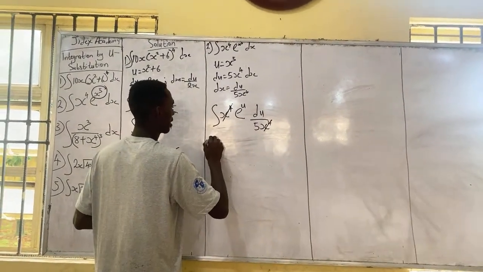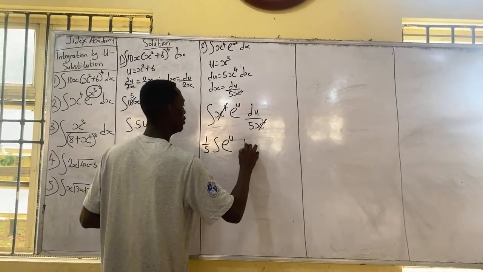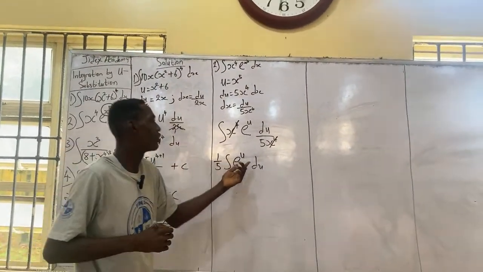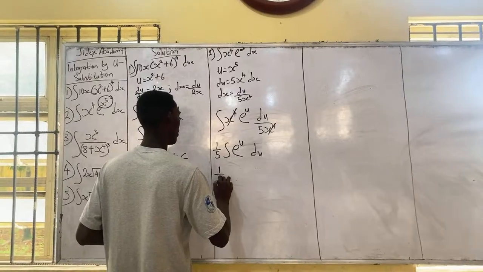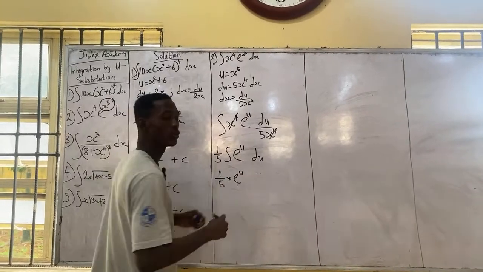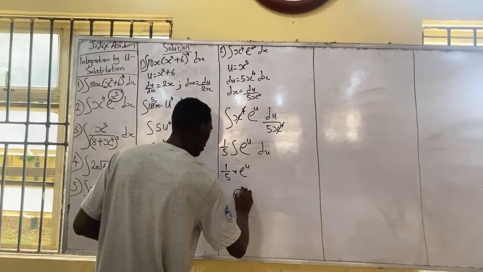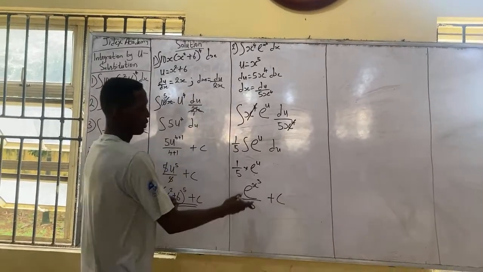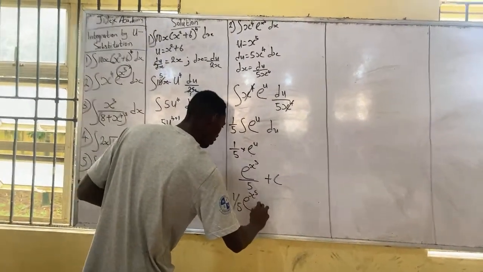I can easily take that to the front by saying 1 over 5 integration of e to the power of u du. Based on our previous video, we all know that if we integrate e to the power of u, it will still give us e to the power of u. Therefore, this is 1 over 5 times e to the power of u. Then we rewrite this back to the initial form: e to the power of x to the power of 5 over 5 plus c. But if you don't want to write it this way, you can just say 1 over 5 e to the power of x to the power of 5 plus c.